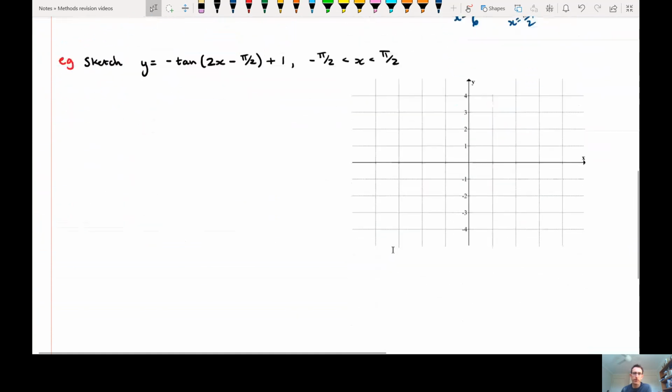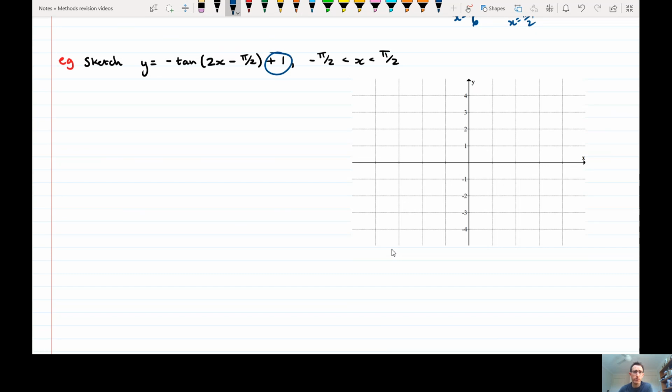Let's look at the next one. This one, we've got a couple of things happening here. We have a vertical translation. We've got a horizontal translation happening in here somewhere, and we've got a negative. So the negative, remember, just means the graph is going to be going down. What really affects things is the translation.